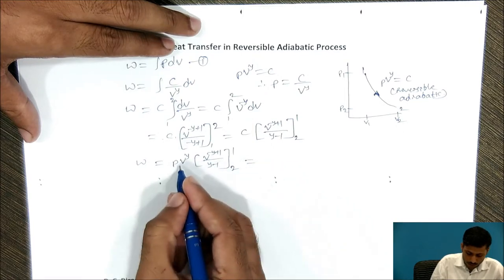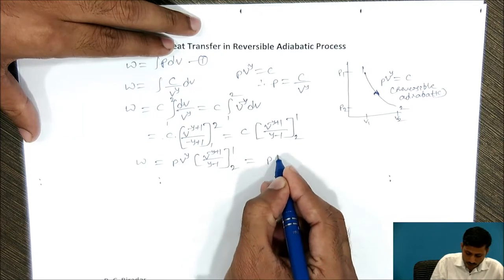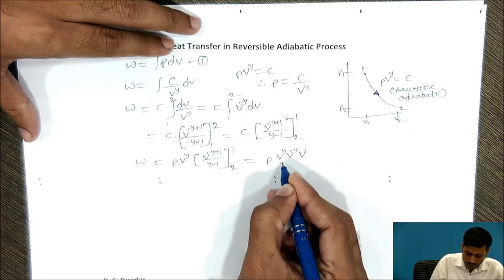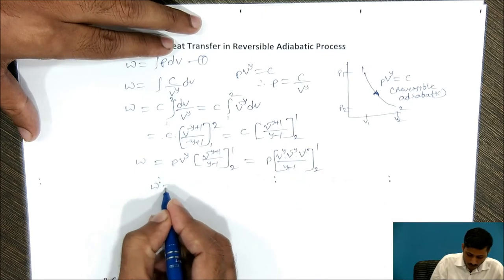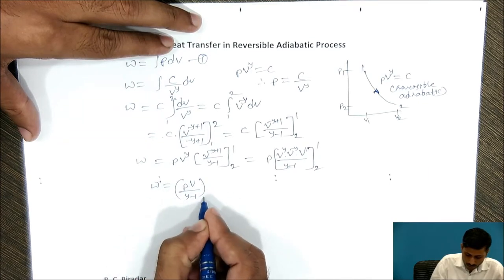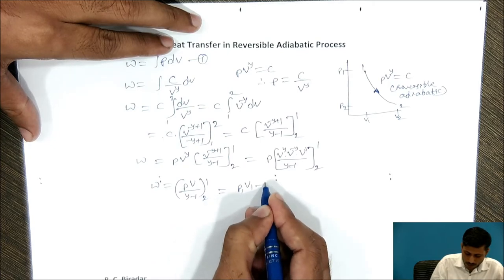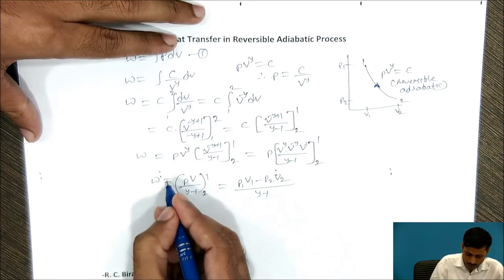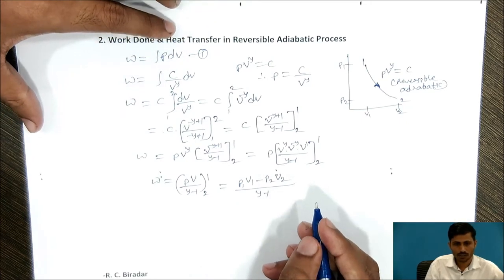And solving this equation, if I take this V raised to gamma inside this bracket, I get V raised to gamma into V raised to minus gamma, so into V raised to 1, divided by gamma minus 1 between states 2 to 1. So now simplifying we get PV divided by gamma minus 1 between states 1 to 2, and applying the limits we get P1 V1 minus P2 V2, divided by gamma minus 1, and this equation we derived is the work done equation for the reversible adiabatic process.